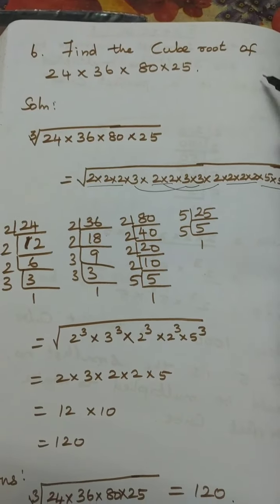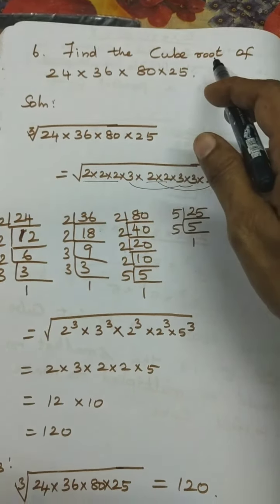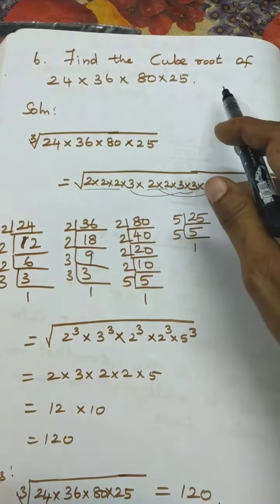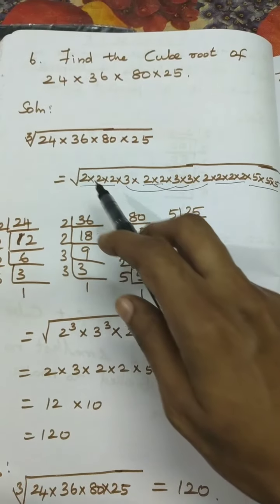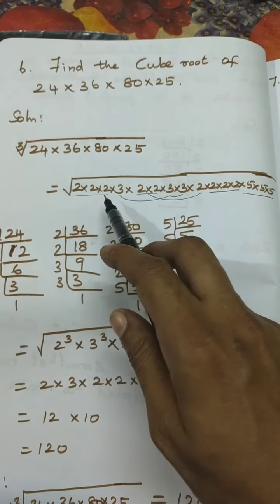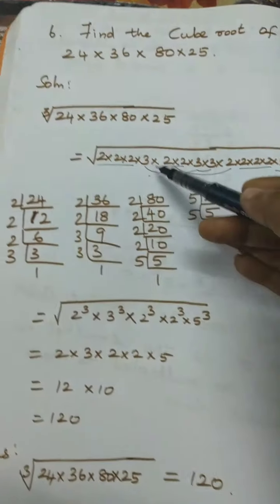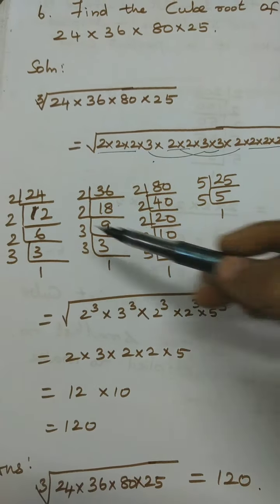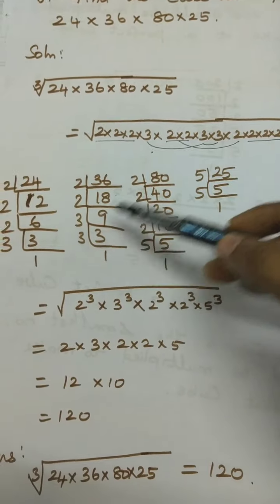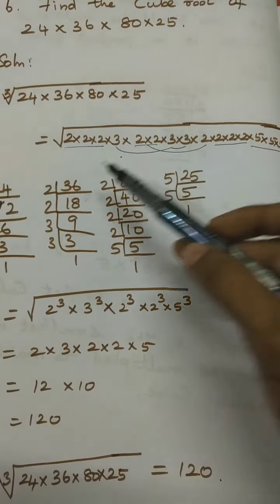Find the cube root of 24 into 36 into 80 into 25. They said cube root, so they didn't write the cube root sign. Now after the solution we must take it within the cube root. Okay, that is 24 is 2 2's are 4, 4 2's are 8, 8 3's are 24. If you don't know how to write like this, you have to do prime factorization. That is 12 means 2 2's 1 3. Then 36 means 2 2's 2 3's. Then 80 means 4 2's and 1 5. 25 means 2 5's. I have written all these.